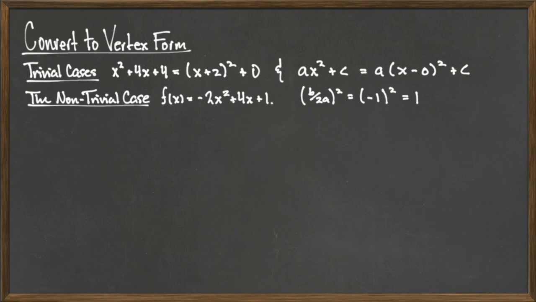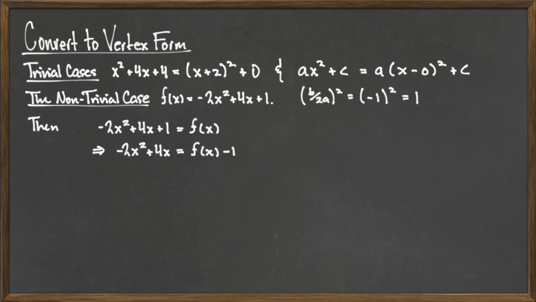Normally when we're completing the square, we'll have a quadratic expression set equal to 0. But I'm not going to do that here because I have a function. What I'm going to do instead is just flip the way our function is written. I'm going to write it instead as negative 2x squared plus 4x plus 1 equals f of x, with our f of x on the right hand side.